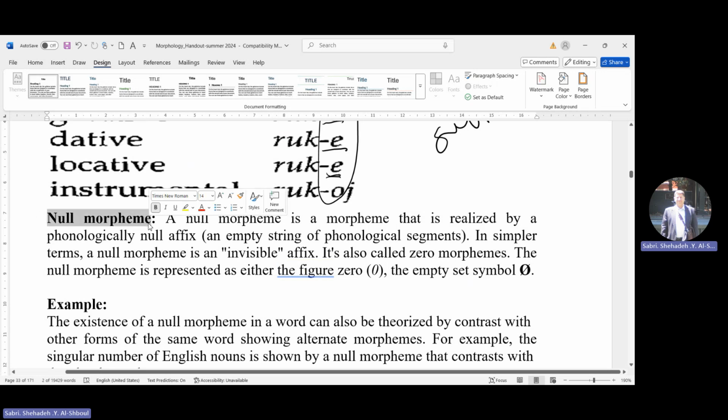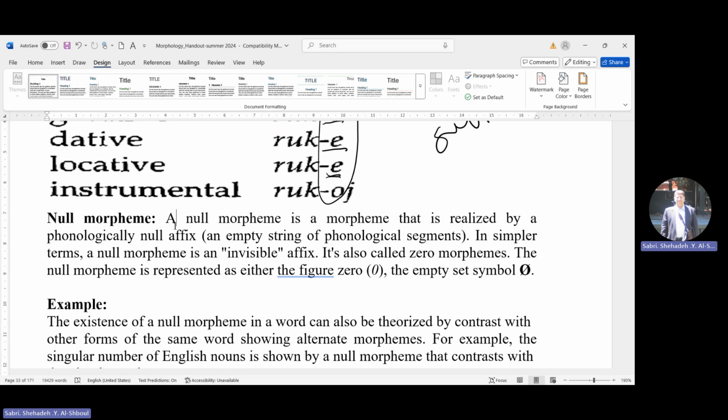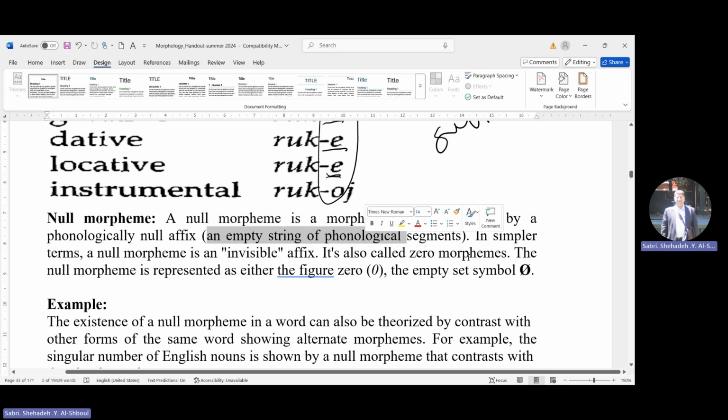Another type of morphemes that we are having in this class is the so-called null morphemes. We know that null means empty at the spell out, which is not spelled out after derivation. Actually, it is available as a kind of feature-based representation. So a null morpheme is a morpheme that is realized by a phonologically null affix, which is called an empty string of phonological segments.